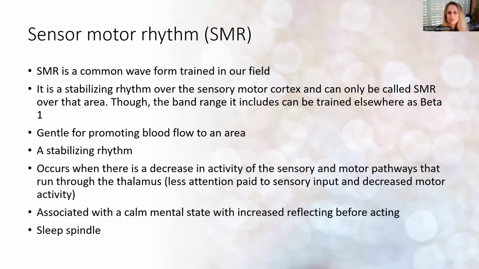It's a stabilizing rhythm and is helpful for paroxysms and epileptiform activity, and occurs when there is a decrease in activity over the sensory and motor pathways that run through the thalamus. Less attention is paid to the sensory input and there is decreased motor activity, associated with a calm mental state with increased reflecting before acting. That's what most of our clients will feel, and a sleep spindle, of course.